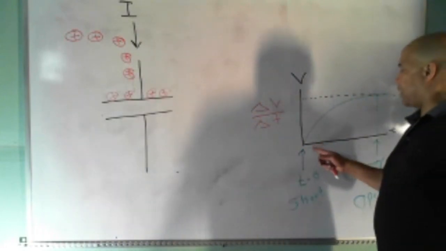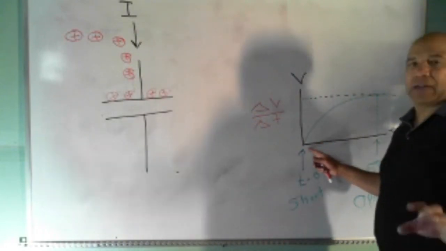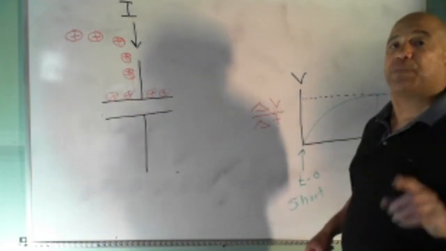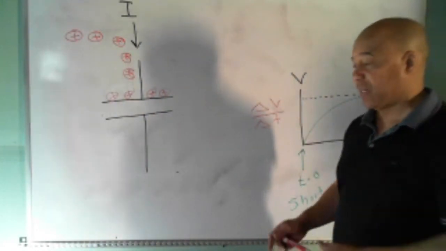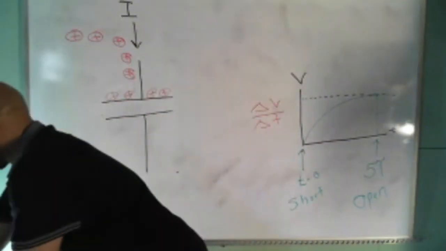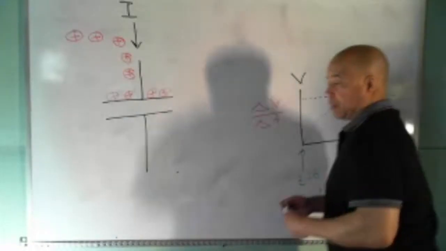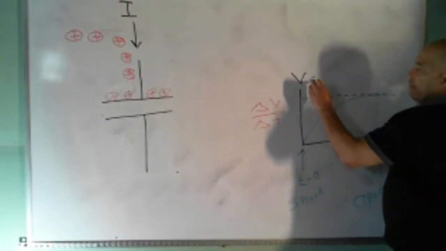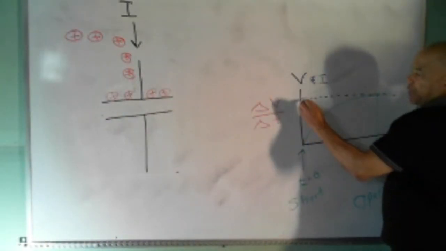I want to talk about the current. I'm not going to get to the current today, but I'll show you what happens to it, and I'll explain why it happens in the next video. As the voltage increases, the current is going to decrease. So I can have V and I right here. This is current right here for now.